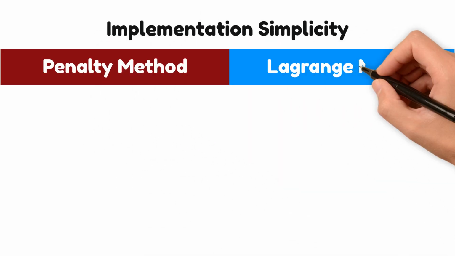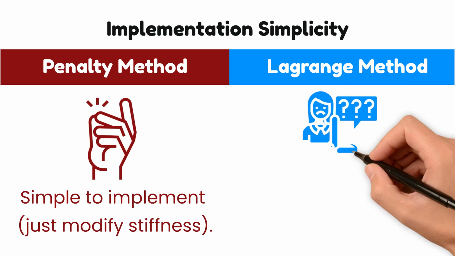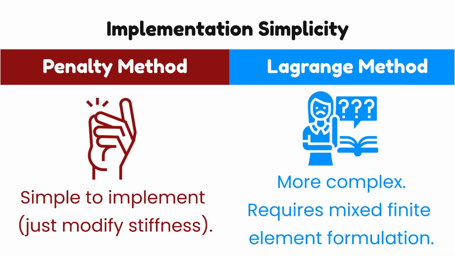So when it comes to implementation simplicity, the penalty method is generally easier to implement. You basically just modify the components of the stiffness matrix. You don't add extra equations. The Lagrange method, however, is more complex. It needs a mixed finite element formulation and adds extra equations to the system.